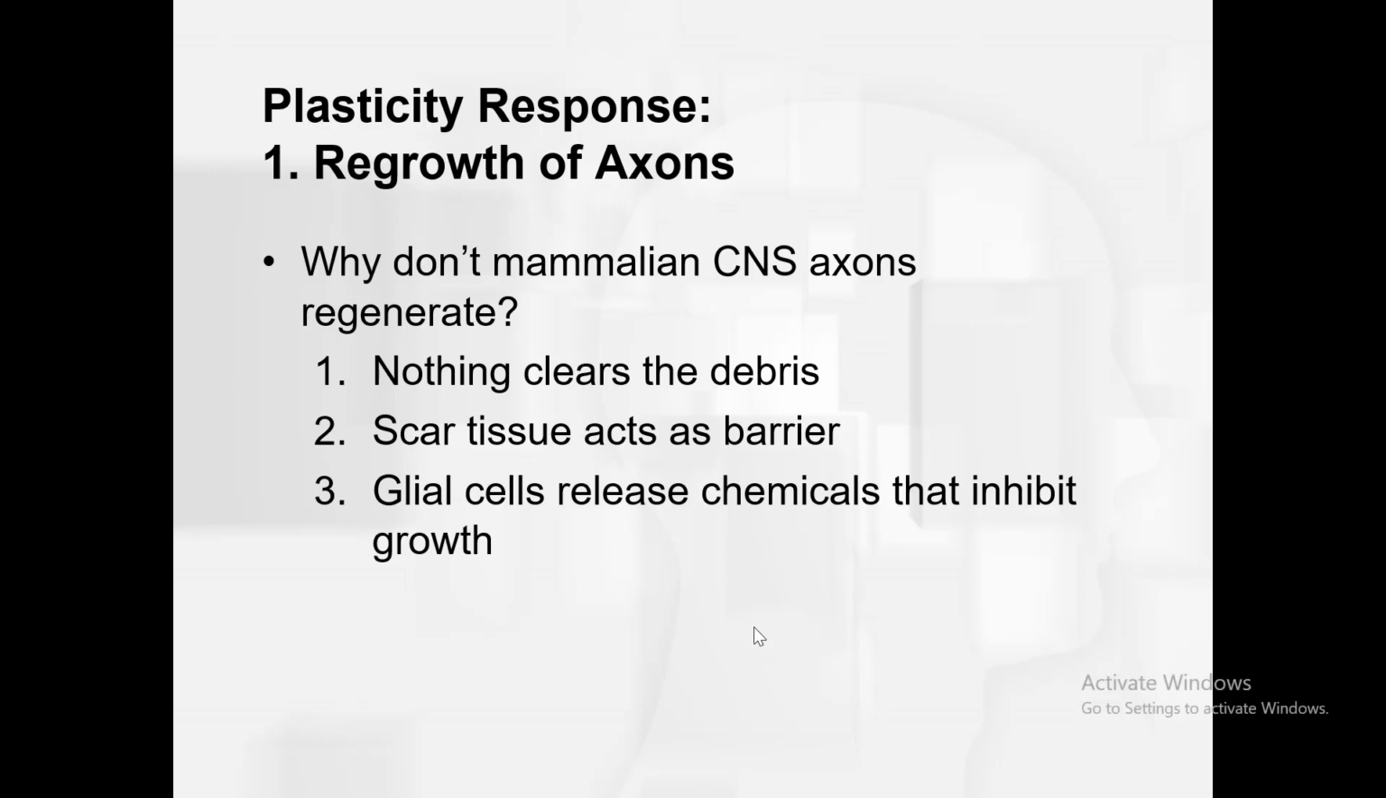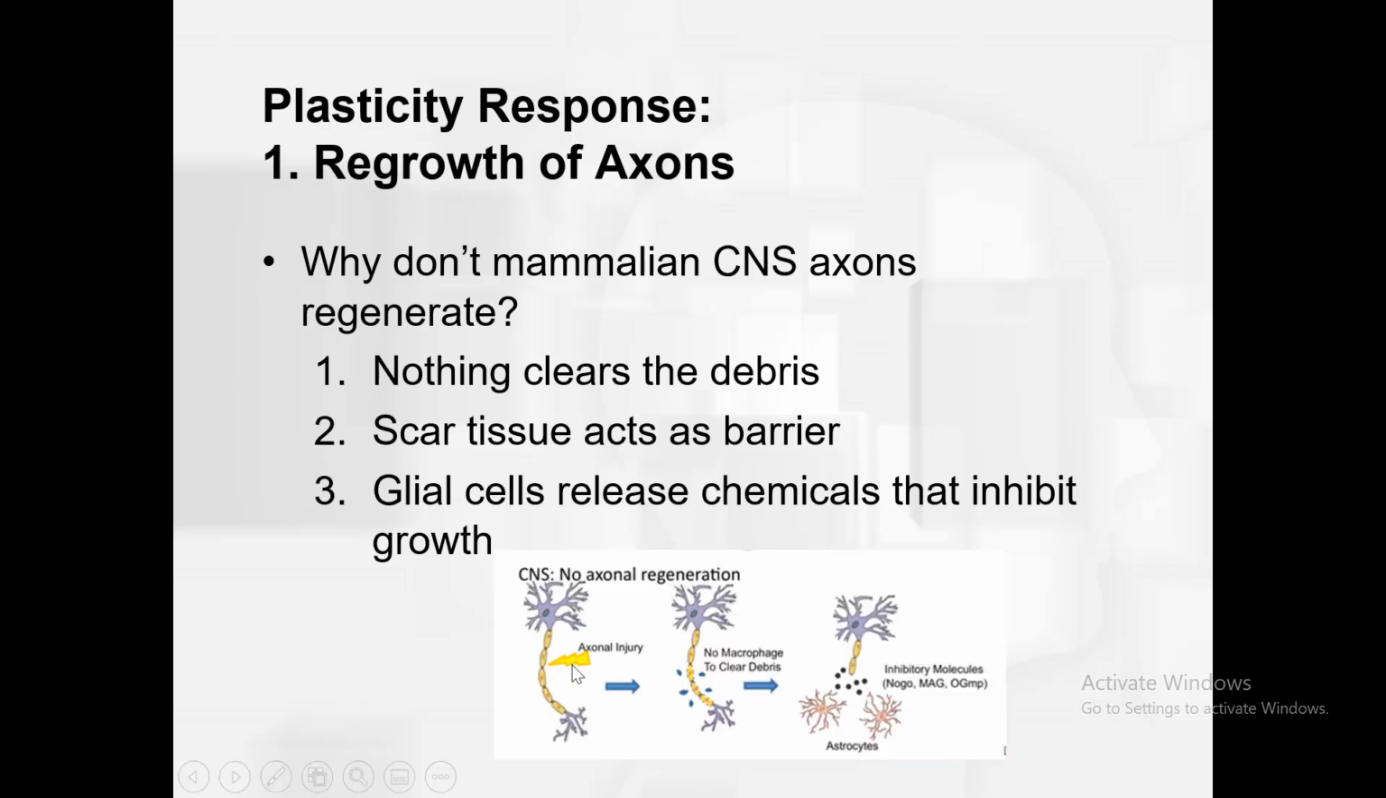So a lot of work by scientists is aimed at trying to figure out how can we alter these things in the central nervous system? What can we do to clear this debris? What can we do to break up that scar tissue? I mean, some scientists suggest that scar tissue is actually good as well. And so again, this is just showing you that no debris is cleared. We have that glial scar and some of these chemicals, these inhibitory molecules that those glia release.